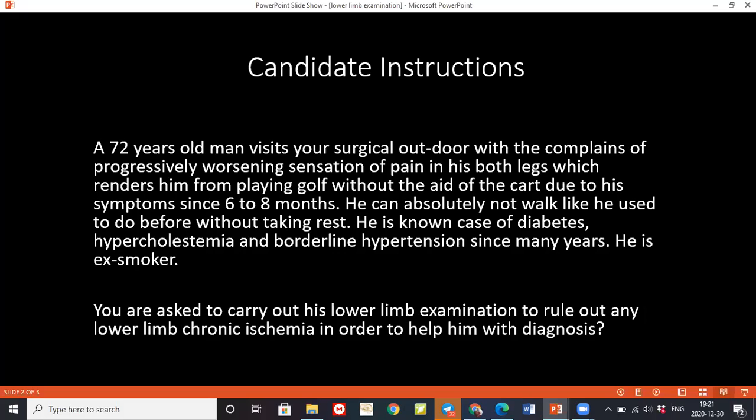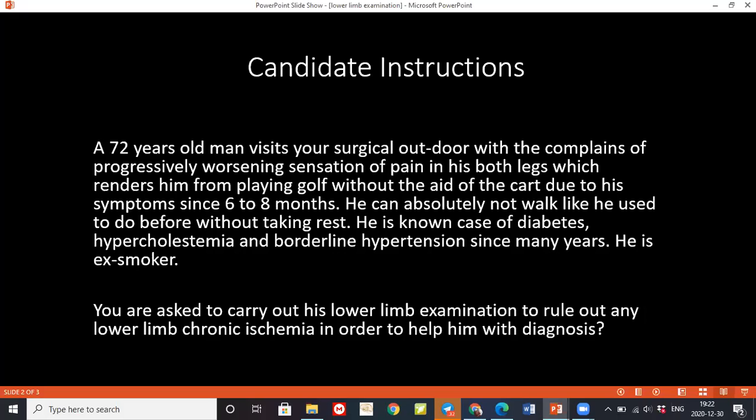I'd like to take an adequate history from this patient, and then do some routine blood investigations: full blood count, CRP level, blood glucose level, and blood lipid profile. After that, I can also do the liver function test and urea and electrolytes. Then I would like to go for a specific investigation. I can do the arterial duplex or Doppler ultrasound.